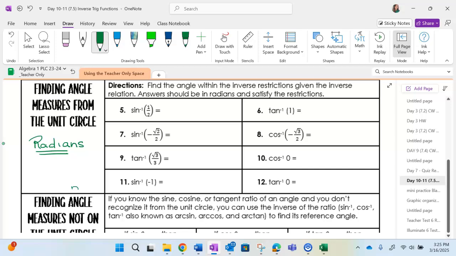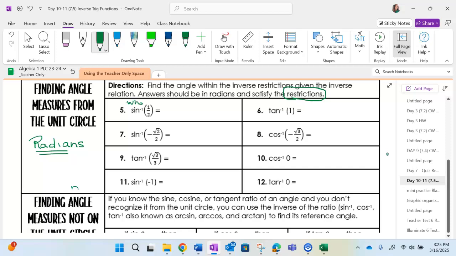All right, so we still have to use our restrictions. We still have to use those restrictions in the graphic organizer. Keep it out on your desk, but the answer should be in radians. Okay? So the first thing we're going to figure out is what angle. This is how we ask. What angle has a sine of 1/2?